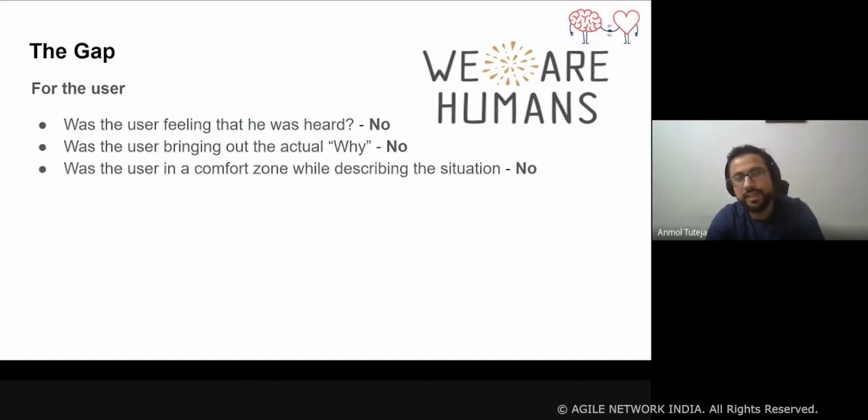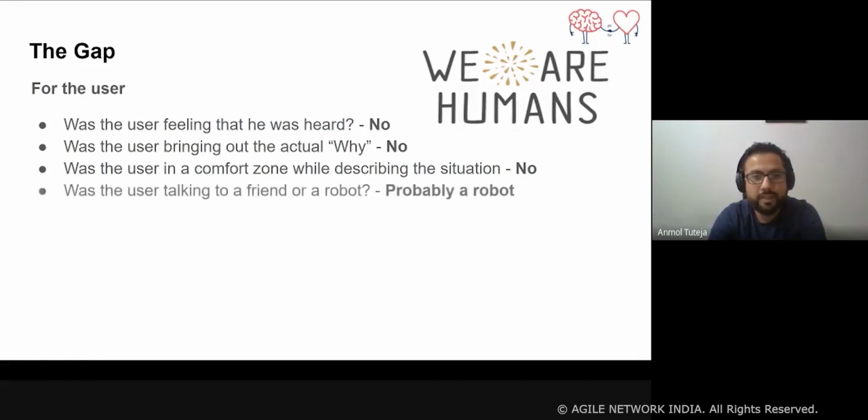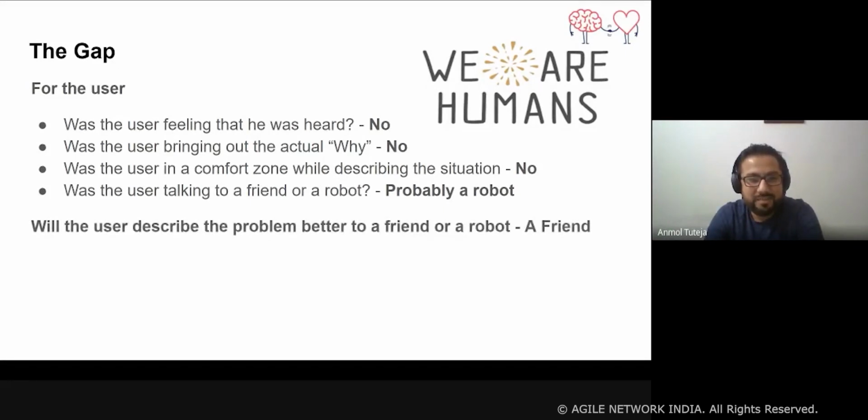Was the user in a comfort zone while describing the situation? Again, no, because we didn't make him comfortable. We were being too direct, just being sympathetic to the user. We just thought, okay, we'll ask a question, deliver the solution, and get away. Was the user talking to a friend or a robot? Probably a robot. Like I said, we had gone with a fixed set of questions, a mindset, and a way of talking. And as humans, we all know that we describe our problems better to a friend than to a robot or a person asking direct questions, because we are emotionally connected to each other.